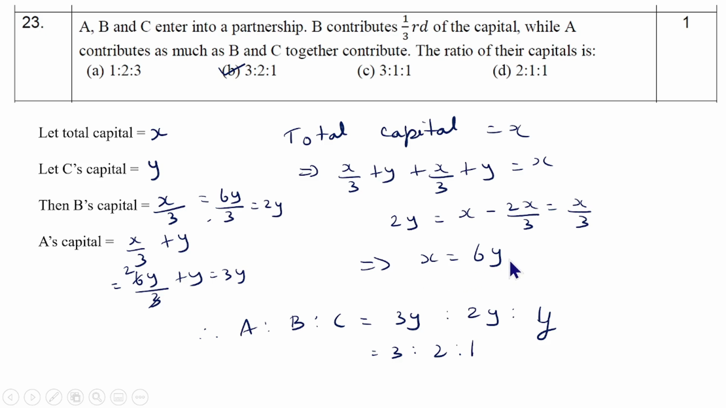So using X is equal to 6Y, we get A's capital as 3Y, B's capital as 2Y, and C's capital we have taken as Y, which means A is to B is to C is equal to 3Y is to 2Y is to Y, which is equal to 3 is to 2 is to 1. So the correct option is option B.